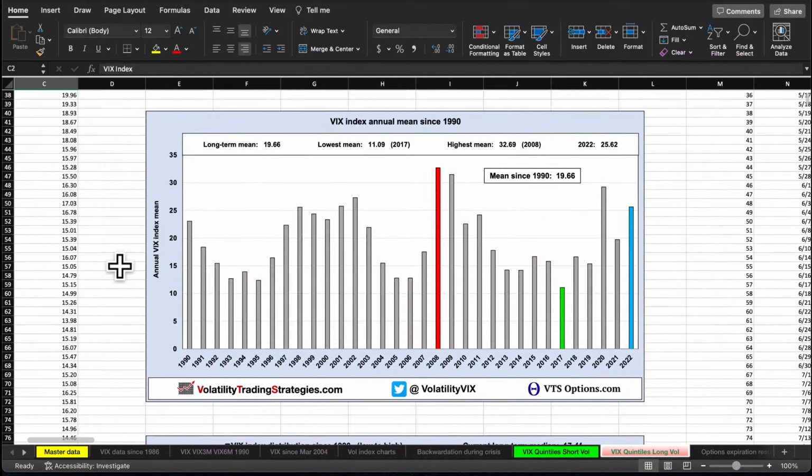But if you want to see the long-term mean, of course, the mean is just if you add up all the numbers and divide by how many there are, 19.66. This is why you'll oftentimes hear people say that the average VIX is 20. I disagree. I don't say the average VIX is 20.